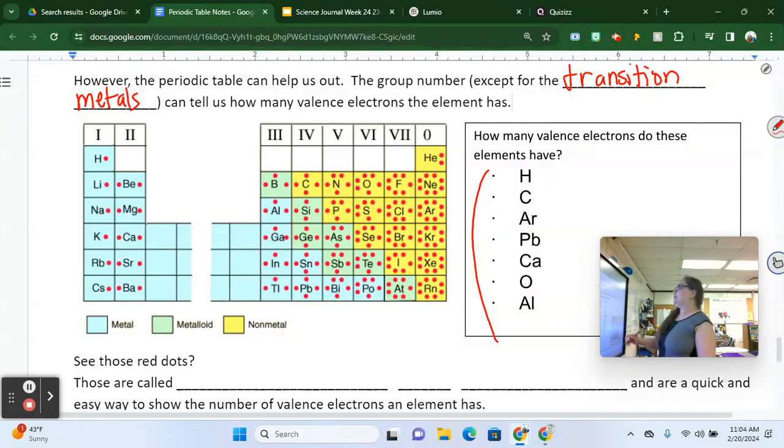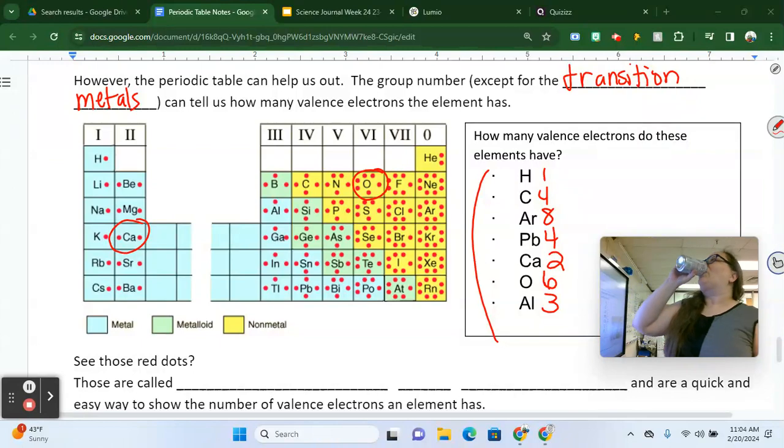Okay, welcome back. Here we go. Hydrogen, yes, 1. Carbon, yes, 4. Argon, yes, 8. Lead, that's what Pb is. Lead, I gotta find it. Lead, yes, 4. Calcium, 2. There's calcium, family 2. Oxygen. We just did this one. Oops. 1, 2, 3, 4, 5. It is 6. Yeah, 4 plus 2 is 6. Duh. And aluminum is in family 13. 3. Okay.